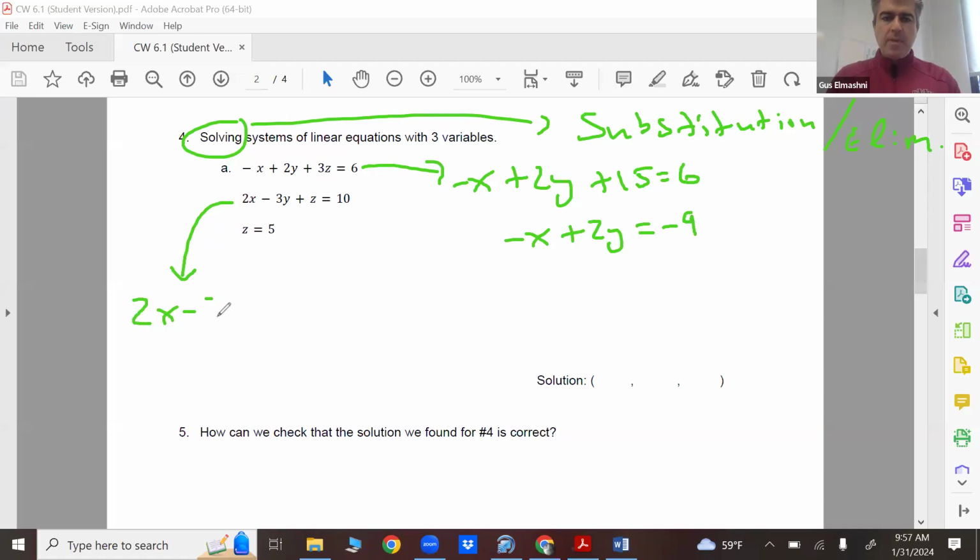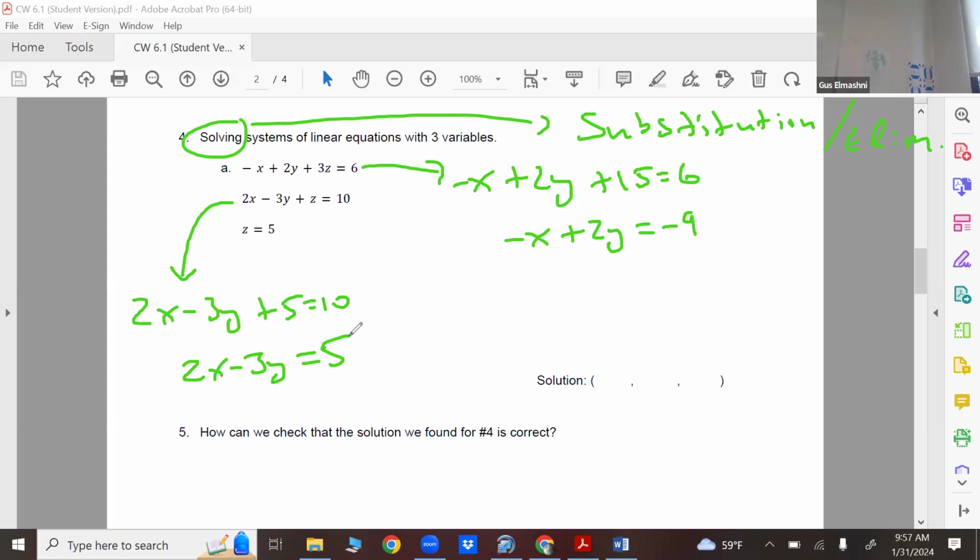2x minus 3y plus 5 equals 10. 2x minus 3y equals 5. So far we're okay with what I just did? What would I do? I replace z with 5. I'm going to put that 5 there and put that 5 there. So negative x plus 2y plus 15 equals 6. 2x minus 3y plus 5 equals 10. Just do that. We're okay with that so far?